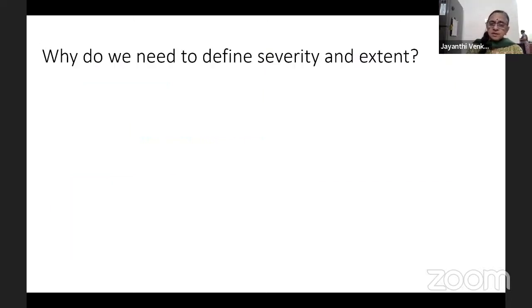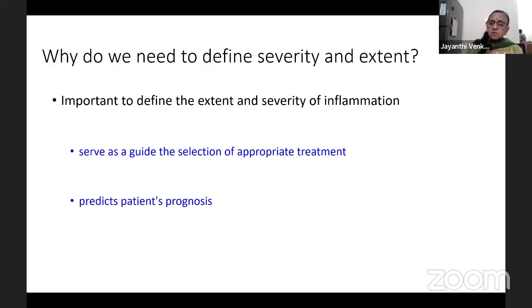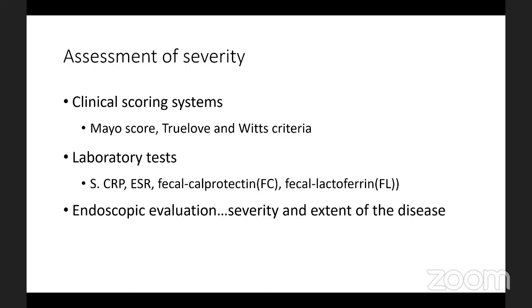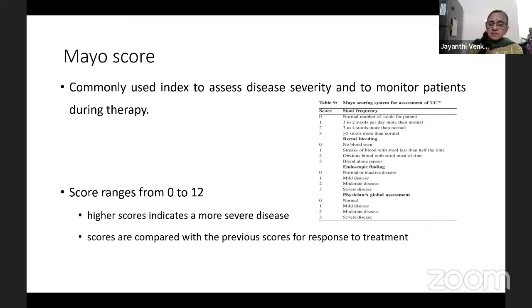Why do we need to define the severity index? It is important because it serves as a guide to select the case for appropriate treatment, whether surgical or medical. I think that's very important, and hence we need to know the extent and severity of the disease. It also helps to prognosticate the patient's condition. So let us go through some of the clinical scoring systems.